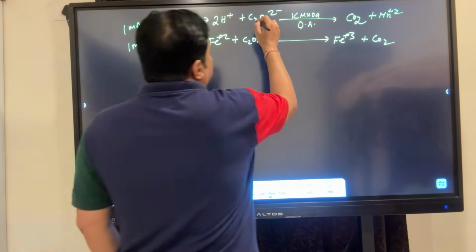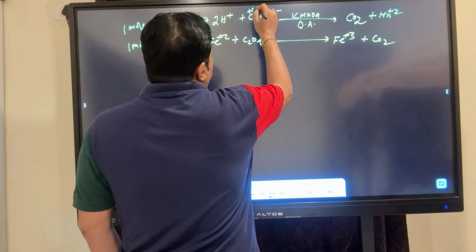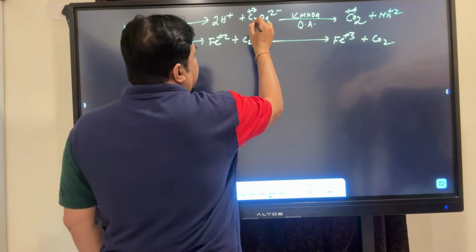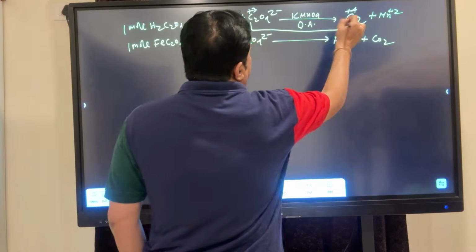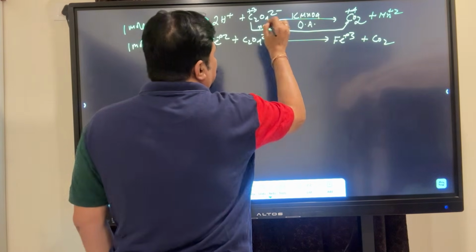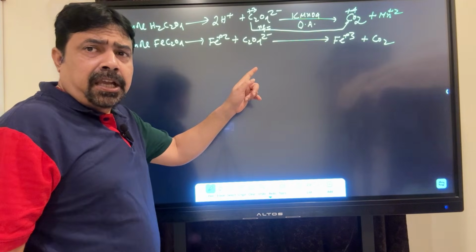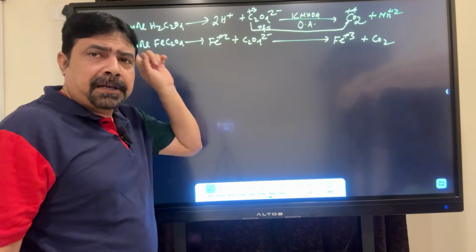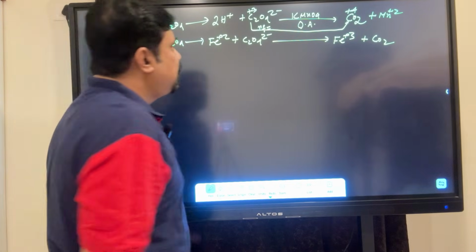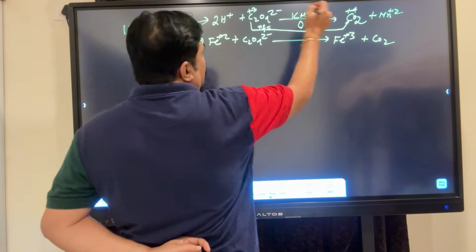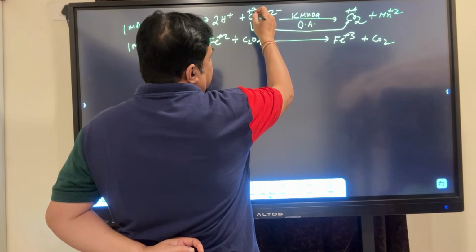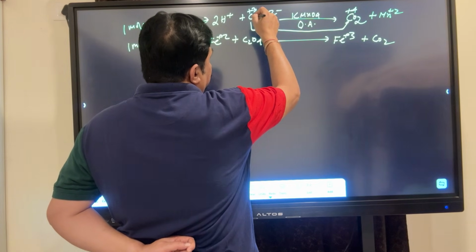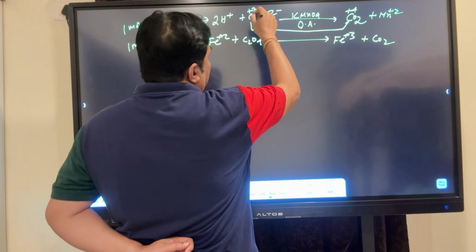Now the oxidation state of carbon in oxalate is plus 3, and in carbon dioxide the oxidation state of carbon is plus 4. Then immediately we can calculate the n factor. What is the n factor? No need for valence: it is the change in oxidation state into the number of atoms associated. The n factor is always calculated per mole of the reactant. The change in oxidation state is plus 3 to plus 4, a 1 unit change, and in 1 mole of H2C2O4 there are 2 atoms of carbon.